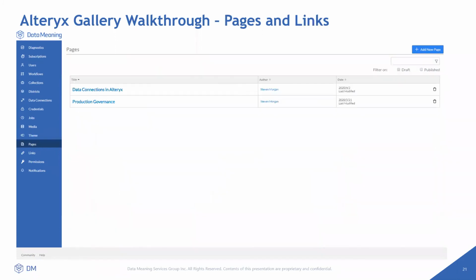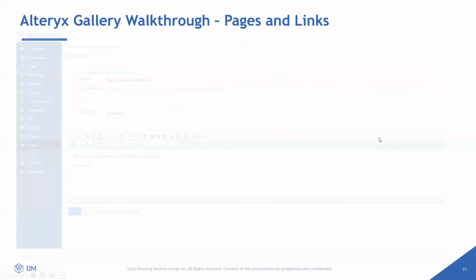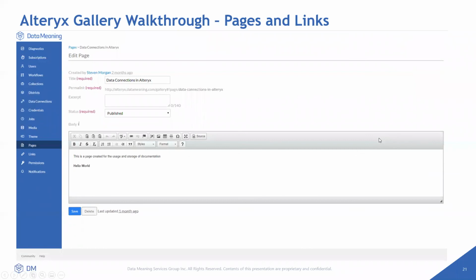Continuing on, you have the ability to create pages and links. And this is a cool little feature that I don't think gets used often enough. So from the admin side, you can add a new page, and you always have the ability to filter and sort and do what you need to. And you can create a brand new article or document. So for example, you can come up with something that looks like this.